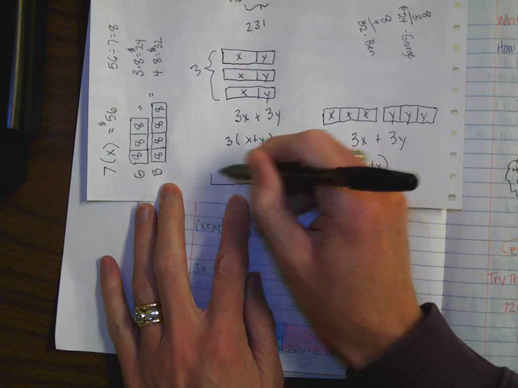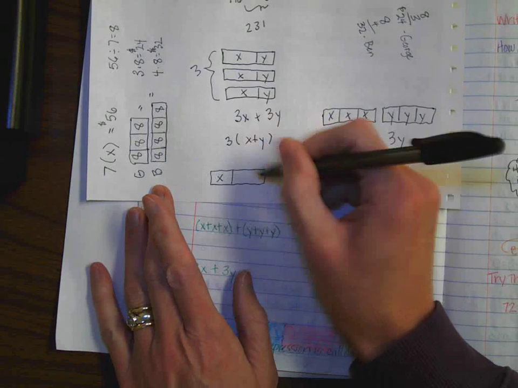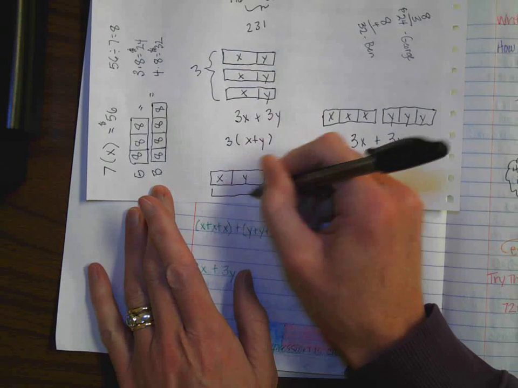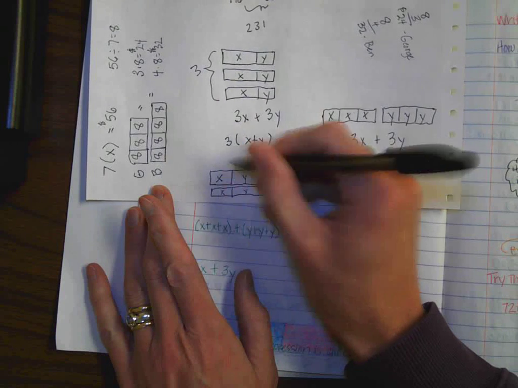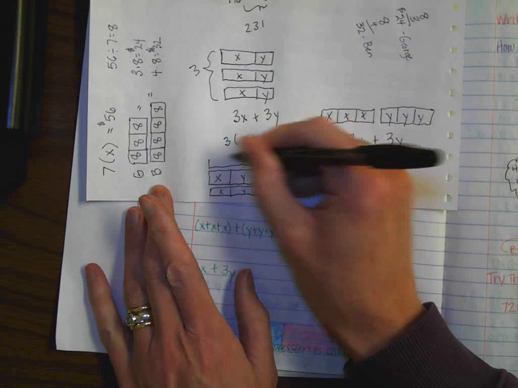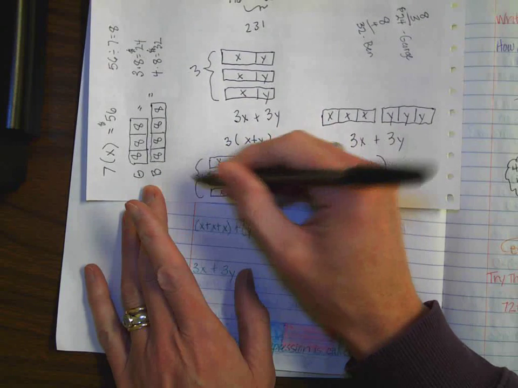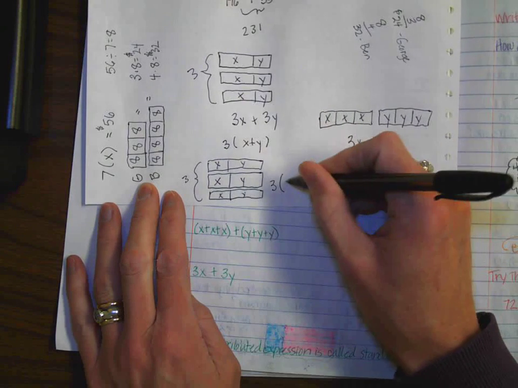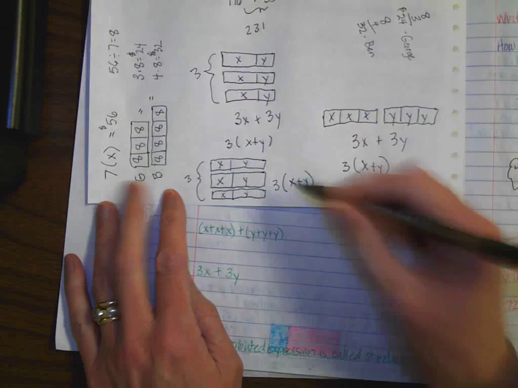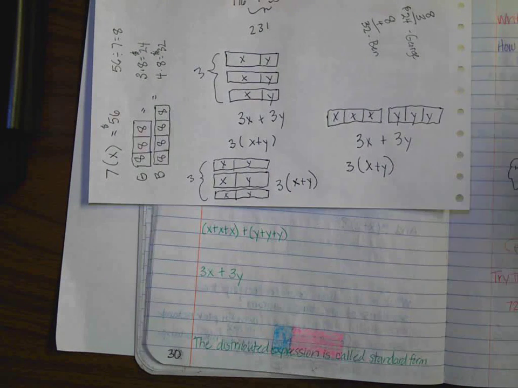The last one says 3 x's and 3 y's. So if we have that, let's say that this is x and this is y, and we have it 3 times, right? So this is x and this is y, and one more time. This is x and this is y. So how many times do you see it? 3 times. So you have 3 times. What does one tape look like? X plus y. And there again is another example of undoing the distributive property.